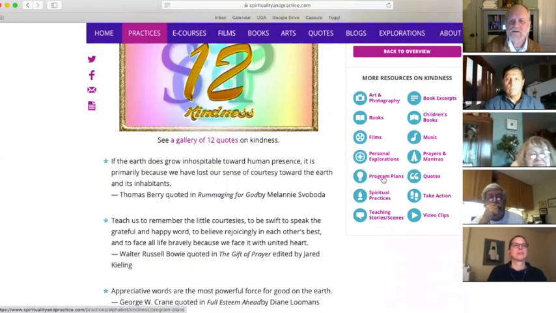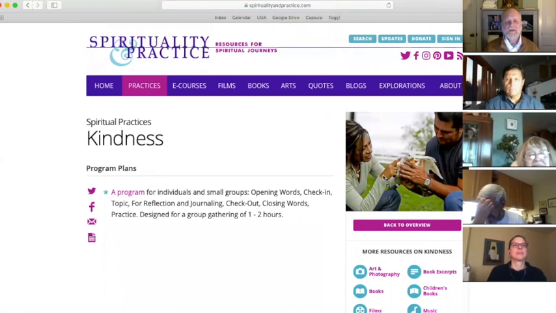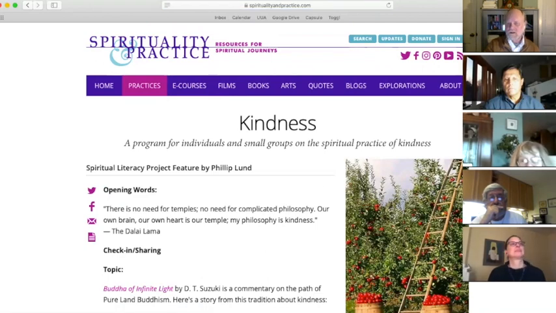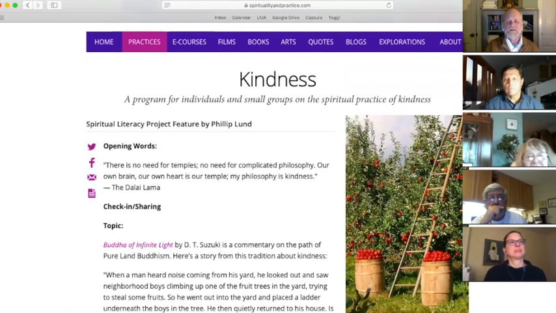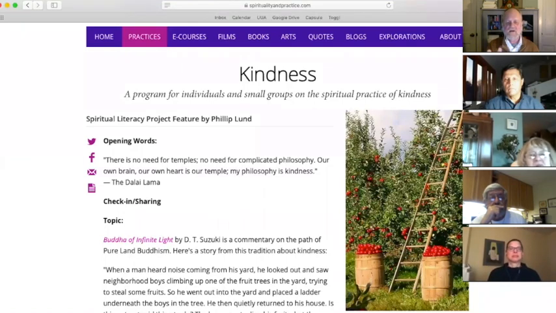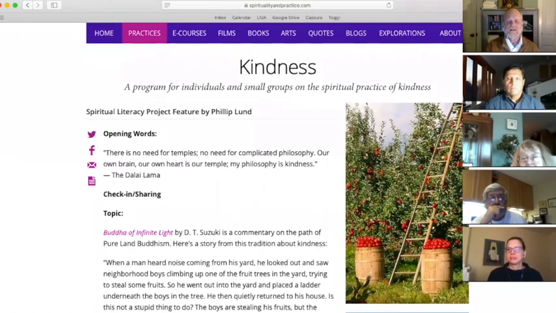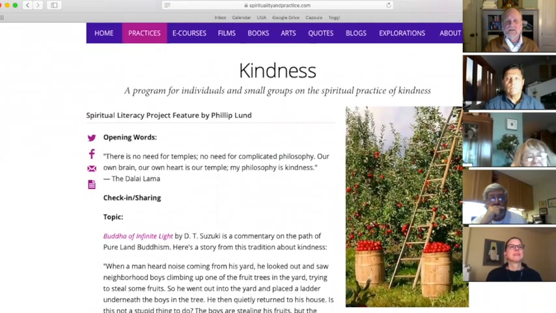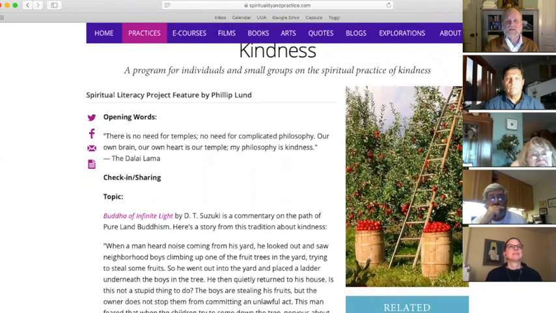But the thing I want to show you here is they have these program plans. Basically, they're small group ministry program plans. They include opening words, check-in, a topic for reflection and journaling, a checkout and closing words, and they're designed for a group gathering of one to two hours. And the truth is, I actually helped them put together these small group ministry sections they have on Spirituality and Practice. I took the resources they already had and put them into this format. So this is one on kindness. They say it's a program for individuals and small groups in the spiritual practice of kindness.